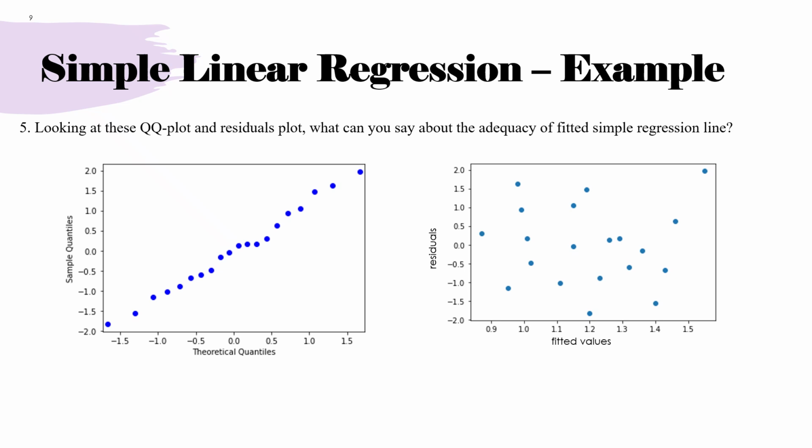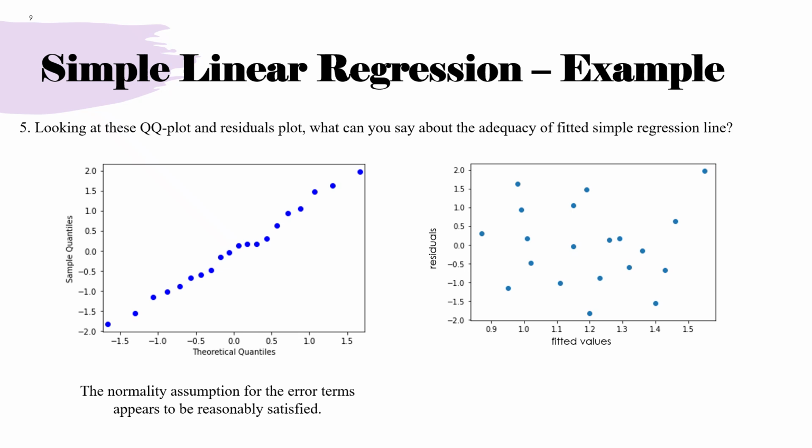From the QQ plot, we observe that the points lie approximately along a straight line, with no strong systematic departures or pronounced curvature. This suggests that the normality assumption for the residuals is reasonably satisfied. Minor deviations at the tails are common in practice and do not appear to be severe in this case.